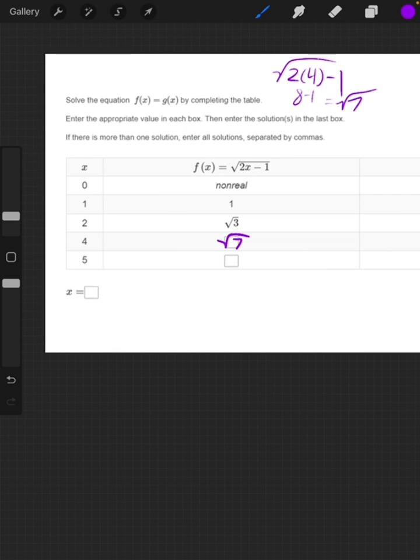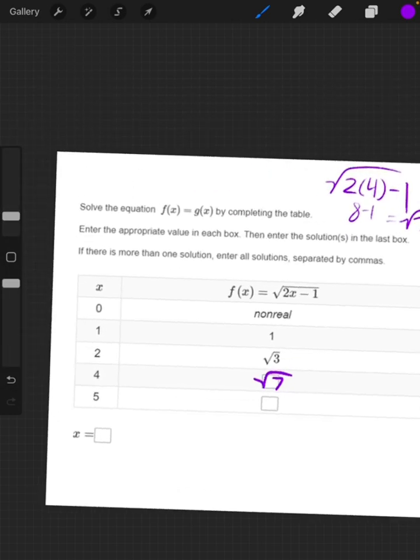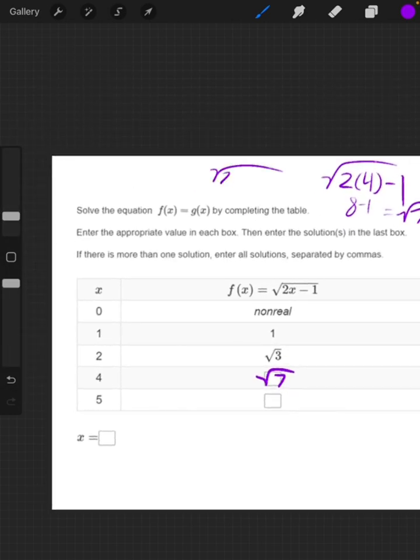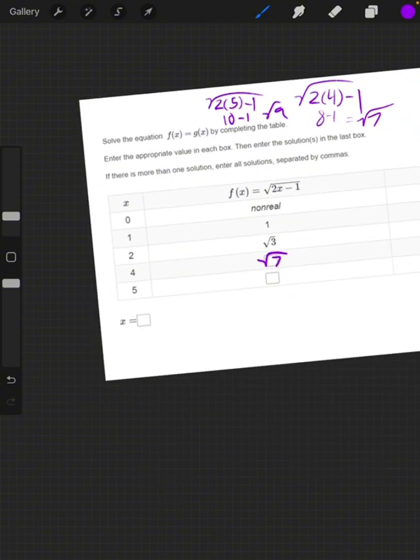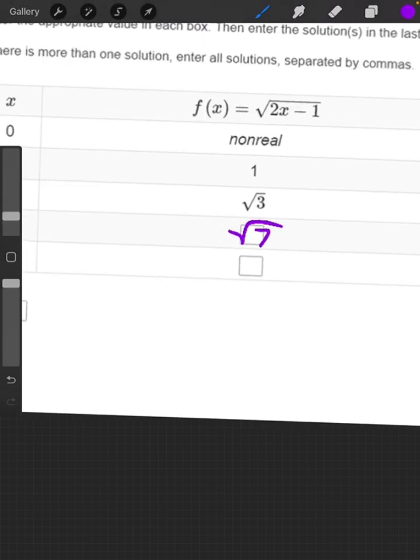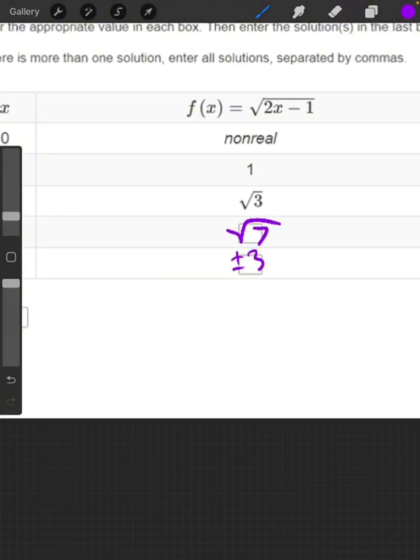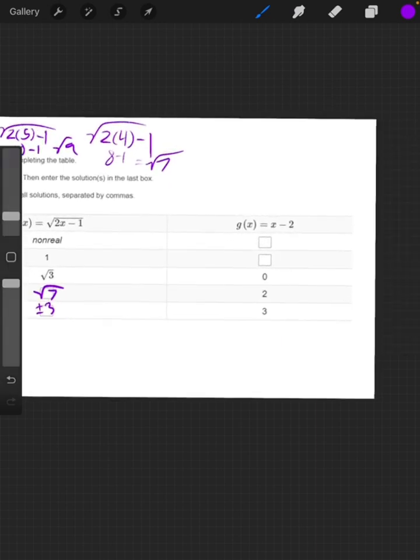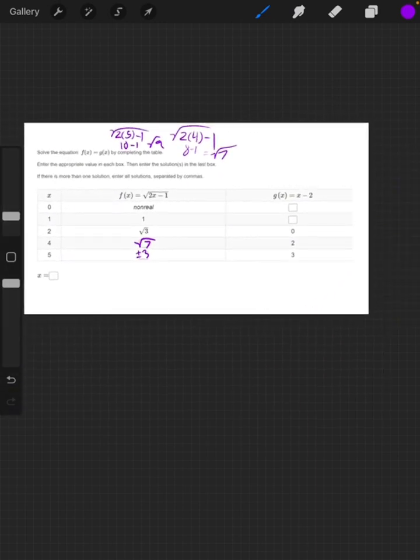5. So 2 times 5 minus 1. 2 times 5, that equals 10. Minus 1, that's the square root of 9, which is positive or negative 3. Okay, now this side should be way easier.